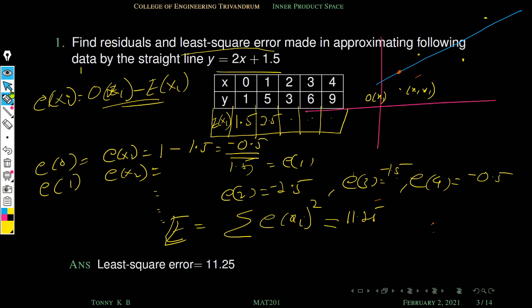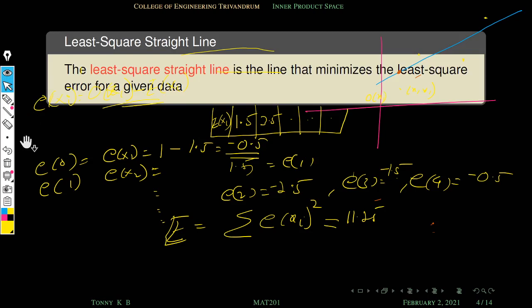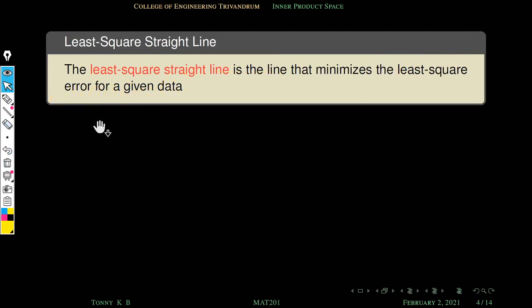least square error. Okay, then what is our aim? Our aim is to find the best straight line. What is the best straight line, or what is the best relation? Our aim is to find the best relation. So in this context, we are going to define the best straight line. Okay, so what is the least square straight line? The least square straight line is the line that minimizes the least square error for a given data. Okay, I think you got the idea.